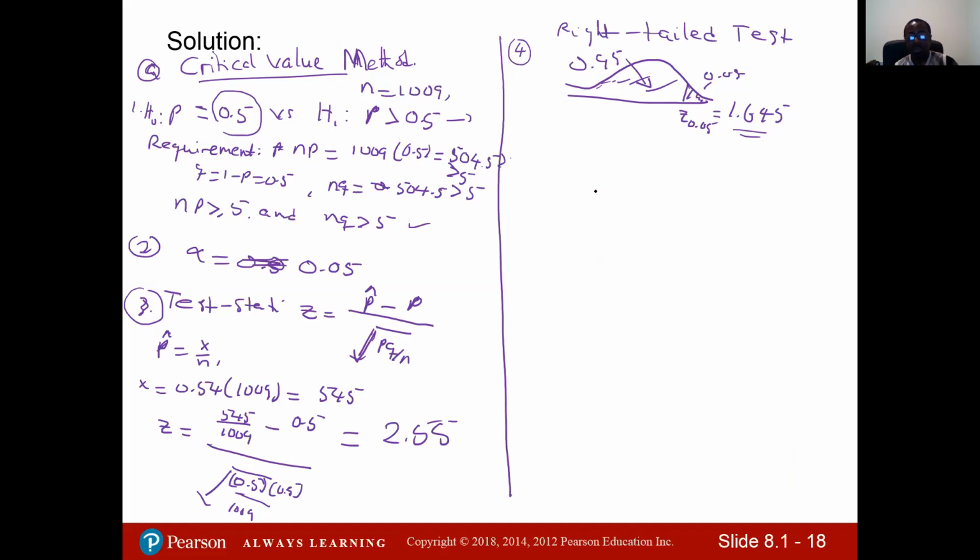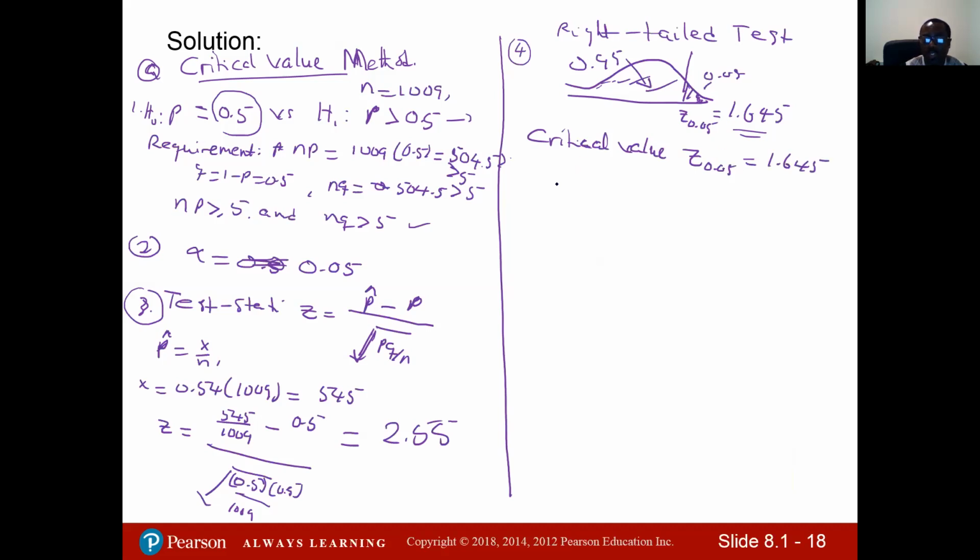Then we can decide. If it falls in this region, we reject the null hypothesis. This is my critical value. So my critical value Z subscript 0.05 is equal to 1.645.